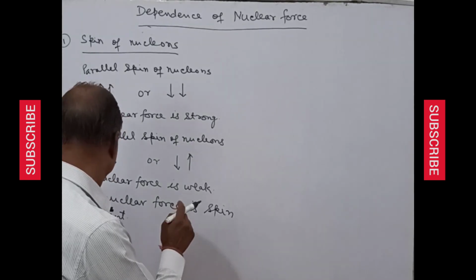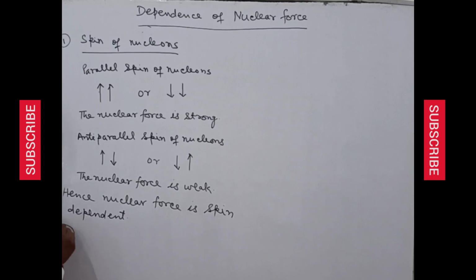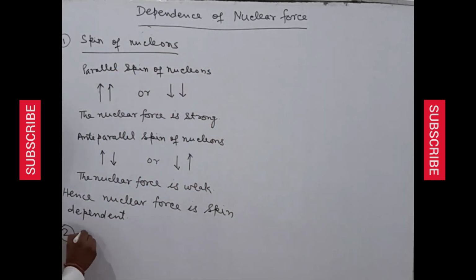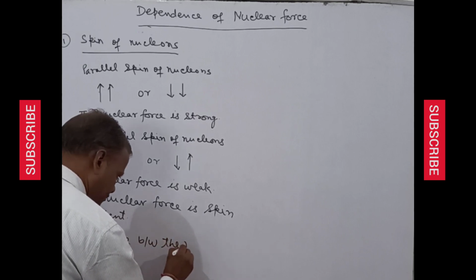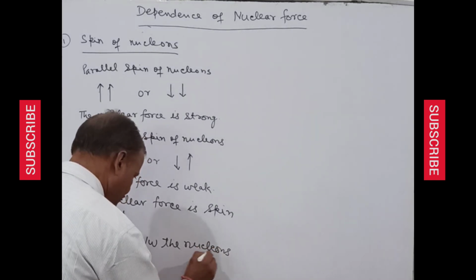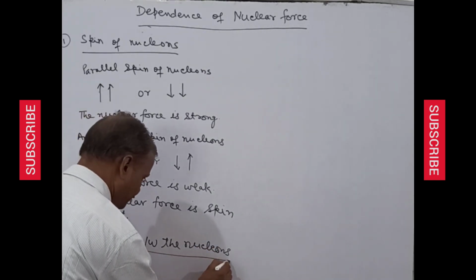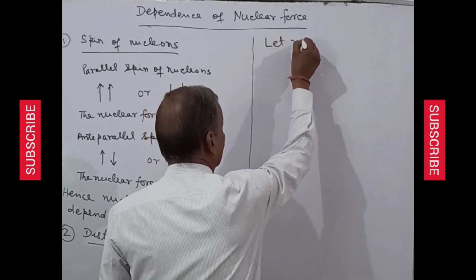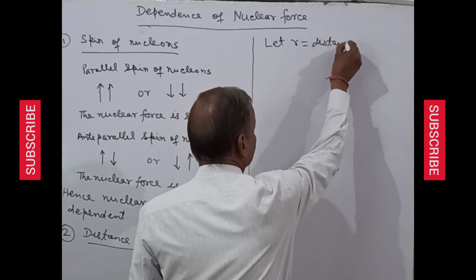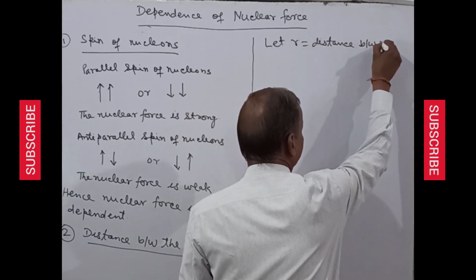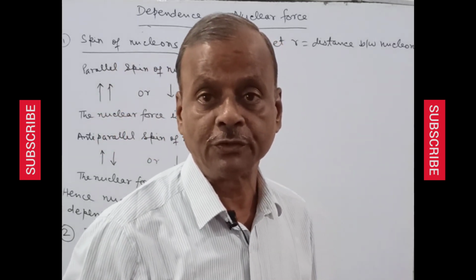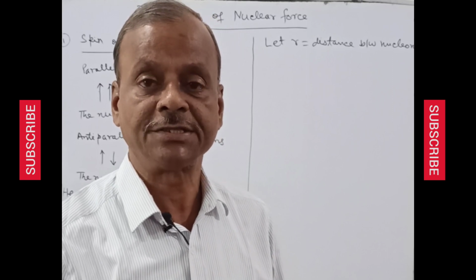Now the second factor is the distance between the nucleons. Now let R equal the distance between nucleons, and it must be clear to you that nucleons are nothing but the protons and the neutrons, which are the stable particles in the nucleus.